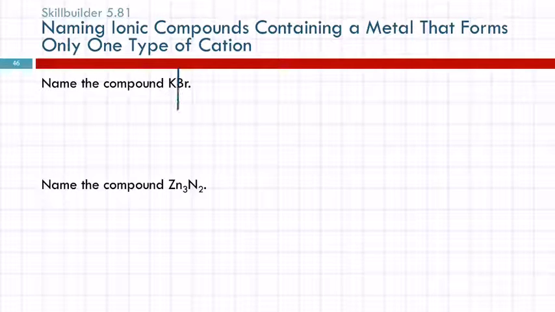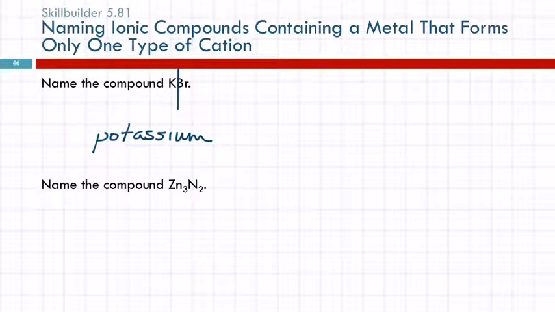Okay, so we've got two elements here. We've got K and we've got Br. Is K in groups 1A, 2A, 3A, zinc, or silver? Yeah, it's in group 1A. So it doesn't need a Roman numeral. Its name is potassium. We don't need to put a Roman numeral because it always is plus 1, and we know that from the periodic table. Br is bromine. When bromine becomes part of a compound, she changes the ending of her name. So this is potassium bromide.